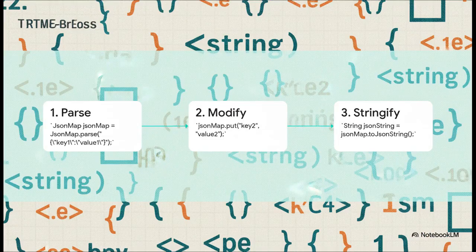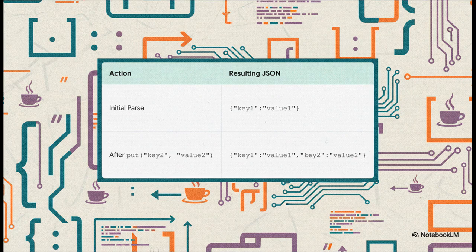And honestly, it's as easy as 1, 2, 3. First, you just call the static parse method, and boom, you get a JSON map object. Since it acts just like a regular Java map, you can modify it with methods you already know, like put. And finally, when you're all done, toJSONString turns it right back into a JSON string. Simple as that. And here's what that looks like in practice.